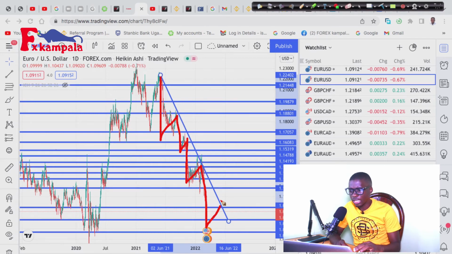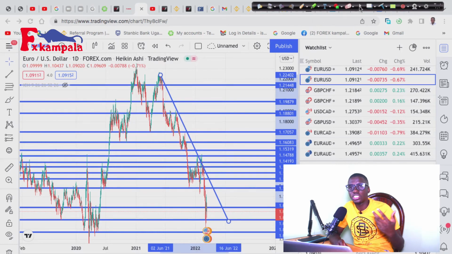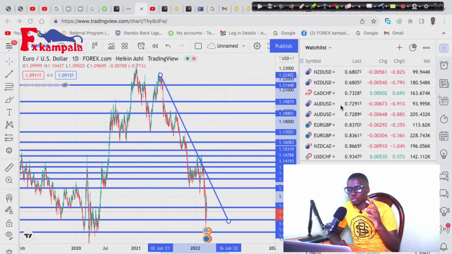So that's how we trade on this particular strategy, with easy steps to follow when we are trading with it. It is actually very simple. You deploy the same. If you're buying here, make sure you sell here. And then when we look at the GBP USD, it is also moving the same way as the Euro USD.